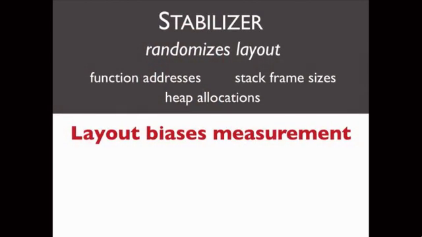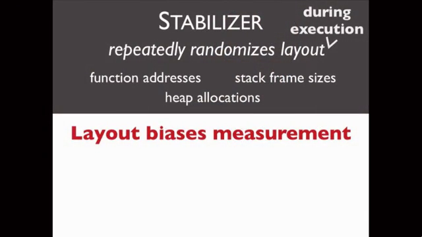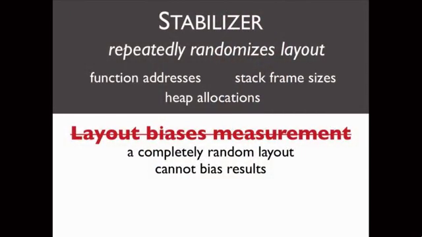So Stabilizer randomizes layout. So what does it randomize? It randomizes pretty much everything it can. So it randomizes the placement of functions. It randomizes stack frames. It randomizes heap allocations. And it actually doesn't do it just once. It repeatedly randomizes this layout during execution. And this turns out to be crucial for reasons that will become obvious later. But basically, when you do this, you eliminate the effect of layout, because you're sampling all of these different spaces of layout randomly, right? If it's completely random, it can't bias the results.